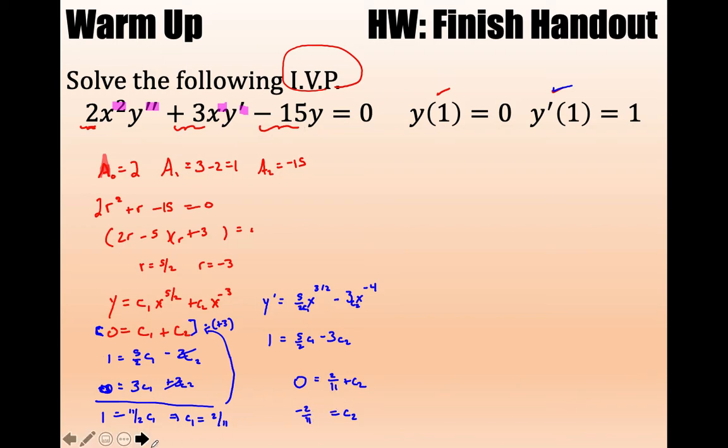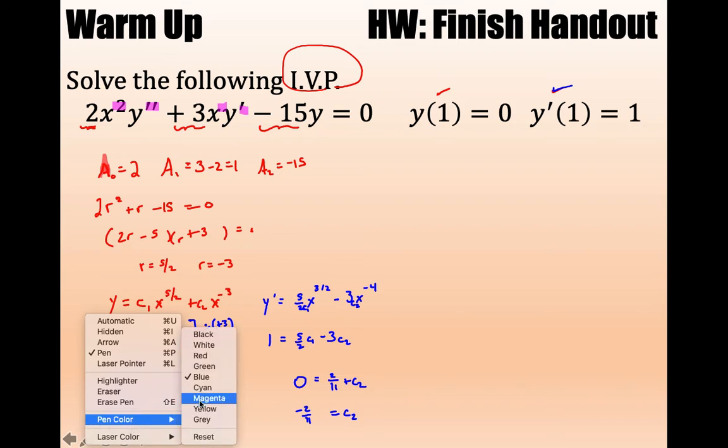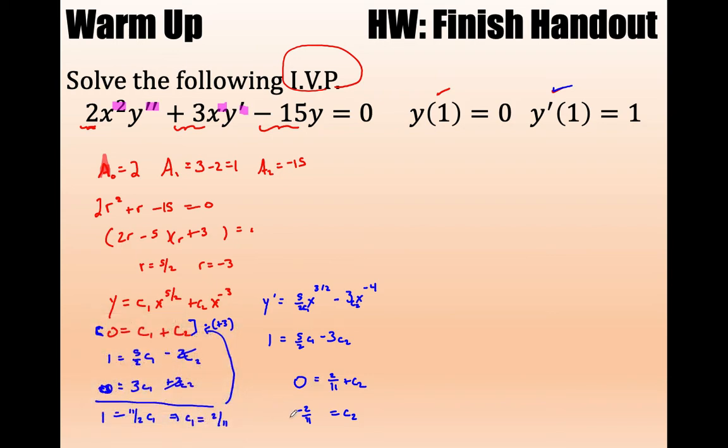So finally, what does that allow me to do? It allows me to go here and say that my solution is 2/11 x to the 5/2 minus 2/11 x to the negative 3. Good.